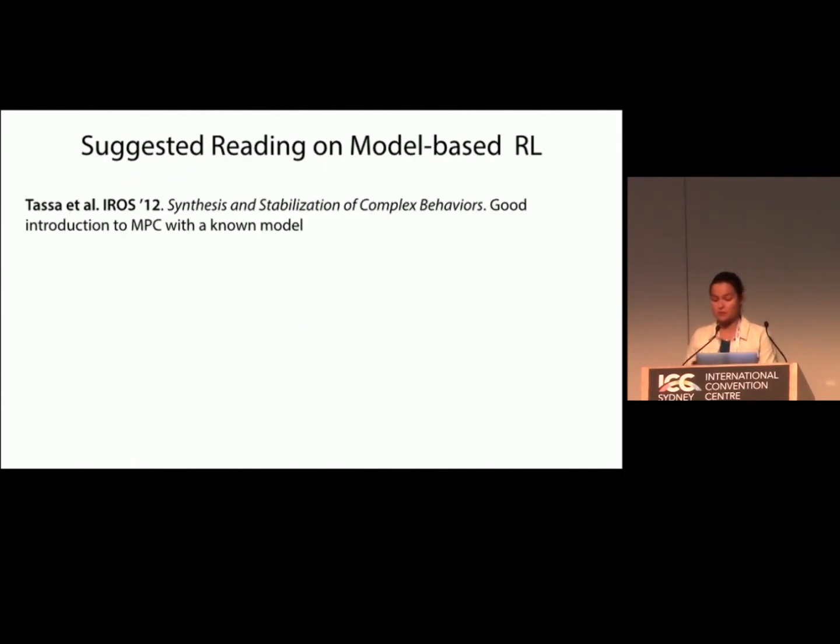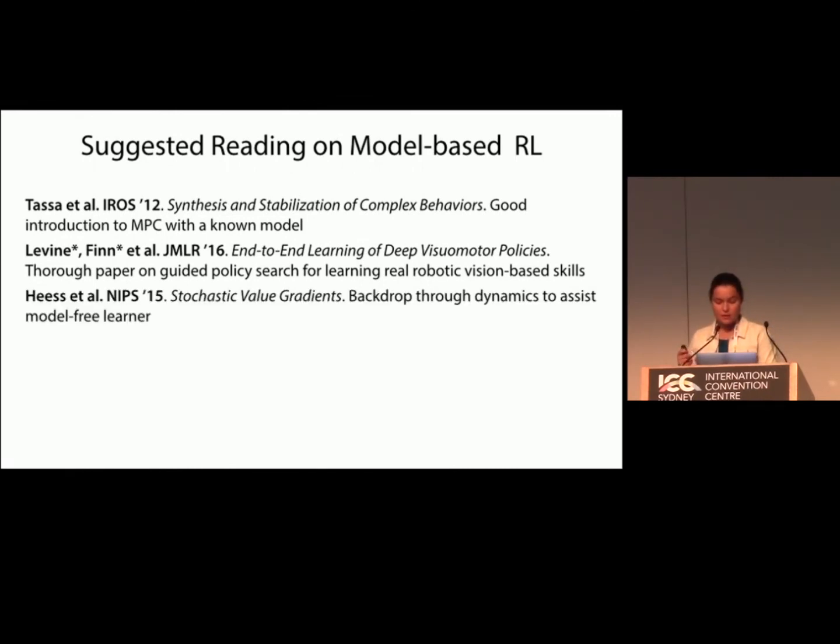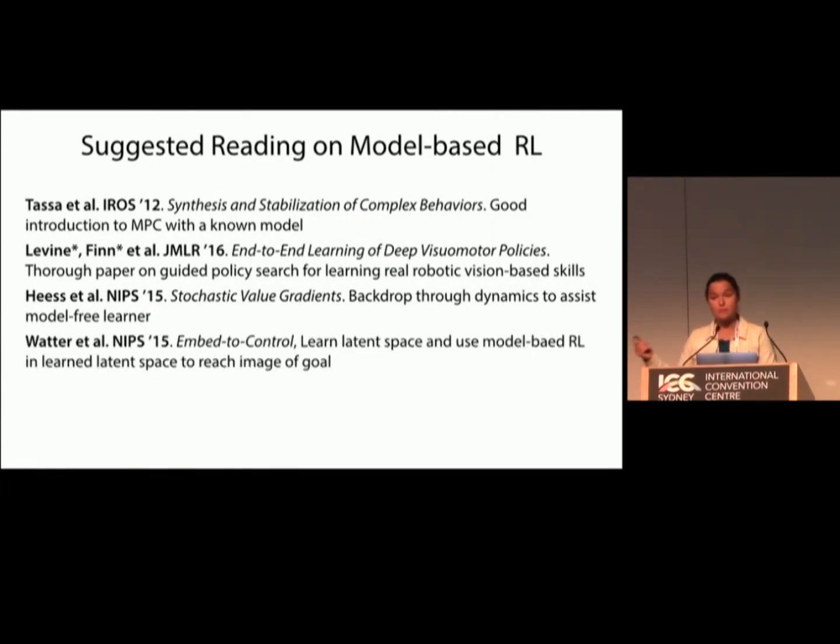Here are some suggested readings on model-based reinforcement learning. So here's a good introduction to model predictive control with a known model by Yuval Tassa et al. Here's the guided policy search paper. Here is a paper that backpropagates through a model to assist a model-free learner. Here's the embed to control paper that learned a latent space and used model-based reinforcement learning in the learned latent space to reach an image of the goal.